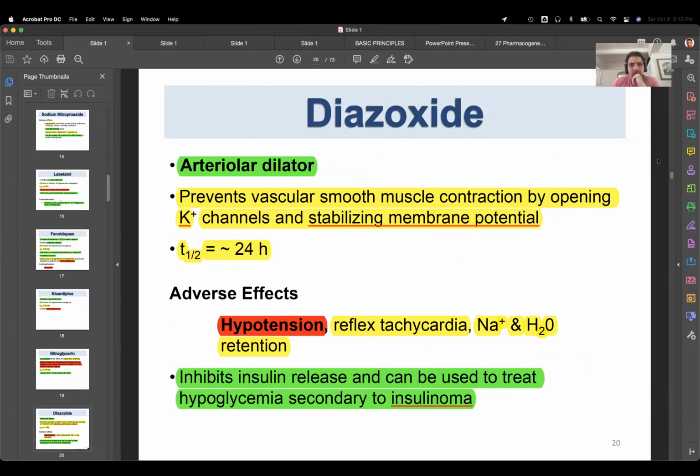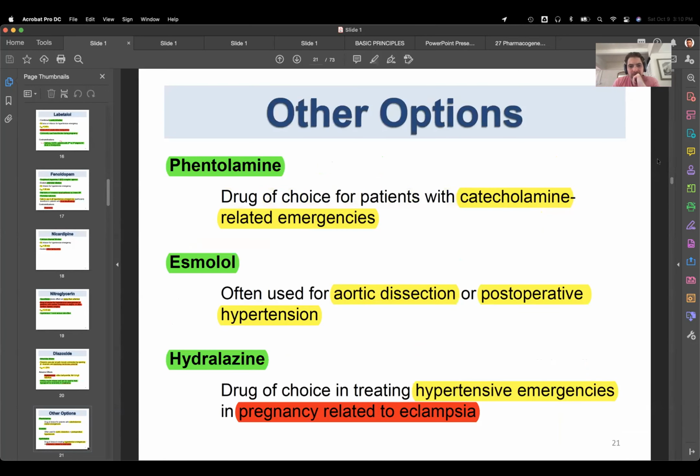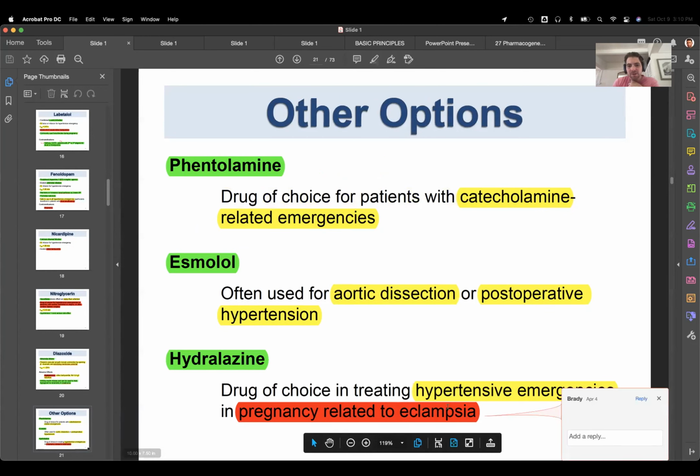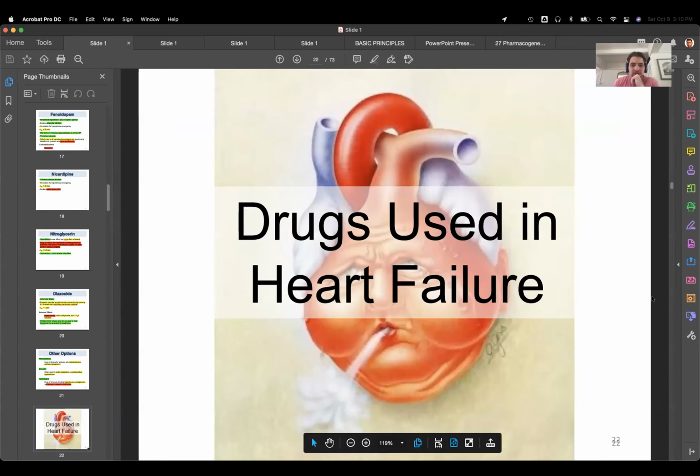All right. Yeah, and then these are just, you can go through these on your own. Hydralazine is good for pregnancy as well. So anytime a patient gets eclampsia or preeclampsia, you know that causes hypertension, you can give them hydralazine.